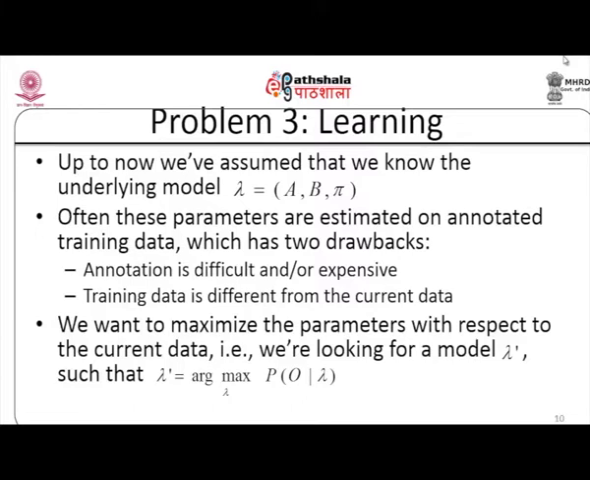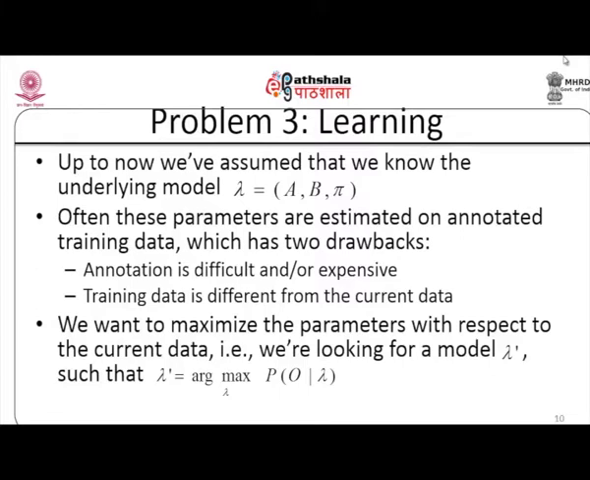So, we want to maximize the parameters with respect to the current data. We are looking for a new model lambda dash such that lambda dash gives me the maximum probability that this observation will be seen given the model. So, what are we changing in the model?